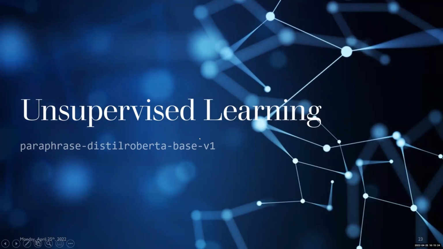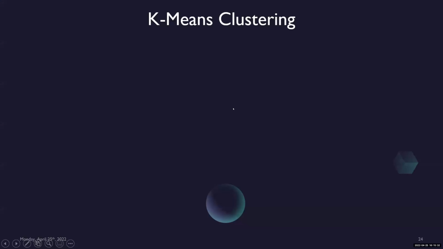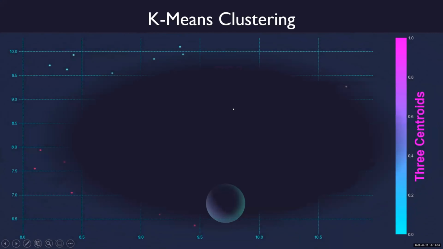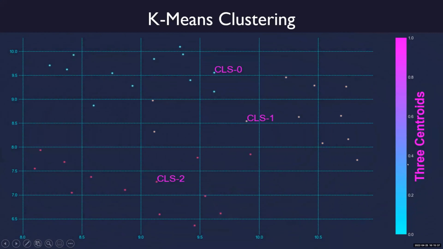If my classification model might be bogus. I used a paraphrase distill Roberta based V1 for the unsupervised learning and the k-means clustering. I had 3 centroids, of course, because I had 3 languages and they're all kind of in their own zone. There's 2 stragglers over here of class 1, but they kind of stay in the grid away from these other ones of the class 0.